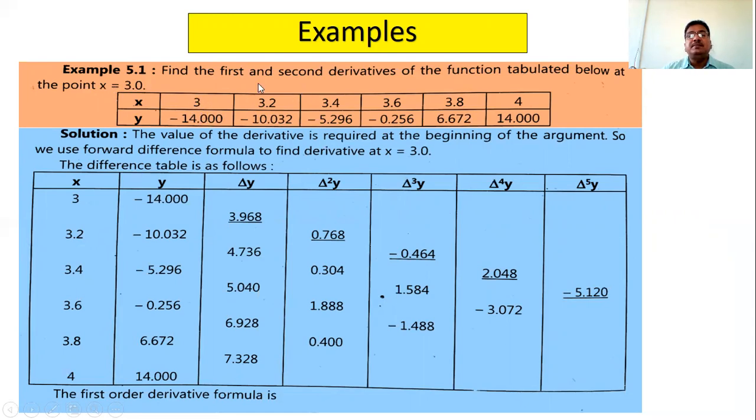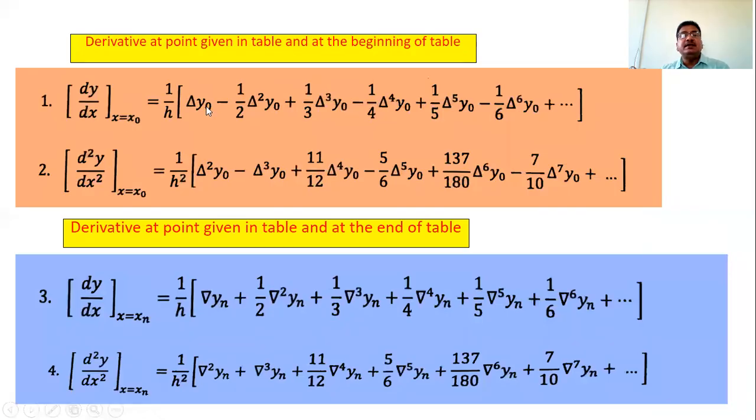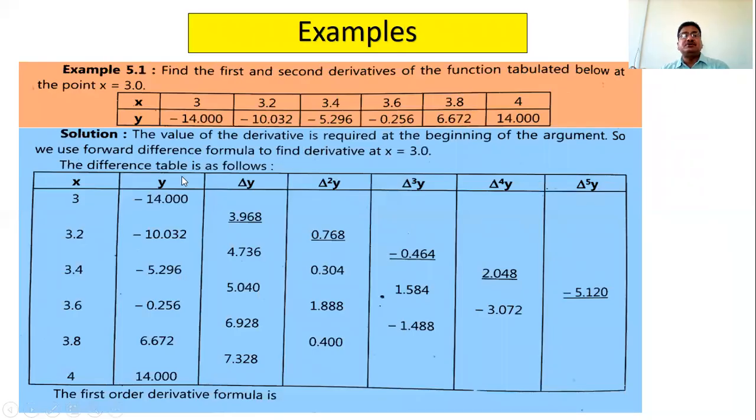So we have to find the first and second order derivative at this point. For this, we have to use these formulas, and here we have observed that the formulas involve delta y naught, delta square y naught. That is, we have to prepare the forward difference table. So first prepare the forward difference table.